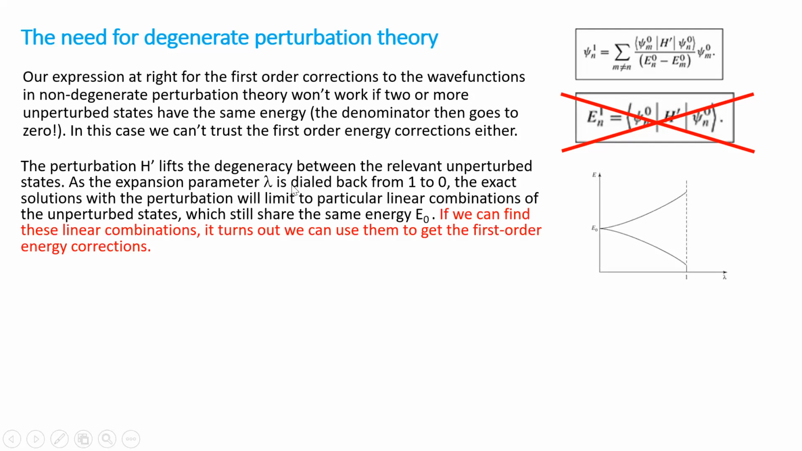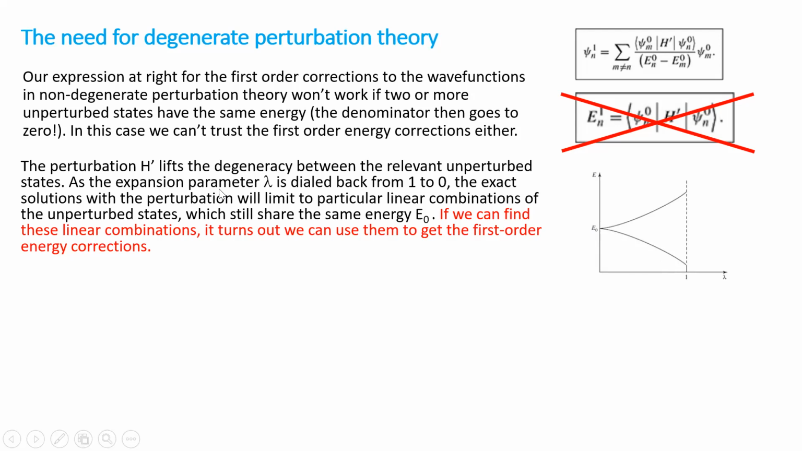Okay, so what's happening is the perturbation H prime, which we add to our original Hamiltonian, lifts the degeneracy between the unperturbed states. So if we look here, we have the unperturbed states here, two states with the same energy. As we put on the perturbation and the parameter lambda, which controls the strength of the perturbation, goes up to 1, the states which have the same energy split and don't have the same energy.